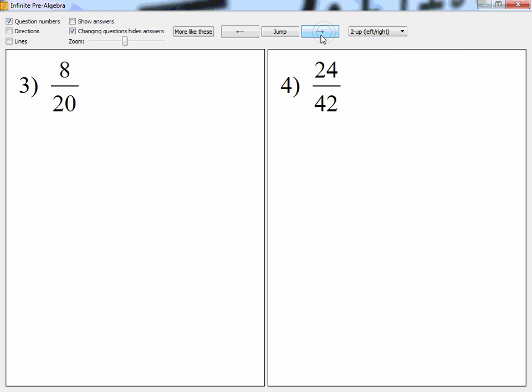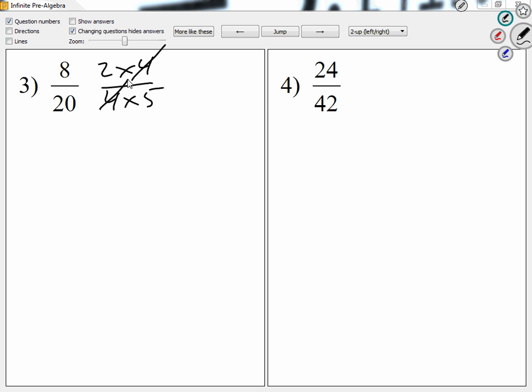Take a look at number 3. Give me two numbers that multiply to equal 20. 4 times 5, I heard that one first. So on 8, give me two numbers that multiply to equal 8. 2 times 4. Cancel out the 4's, and we have 2 over 5.